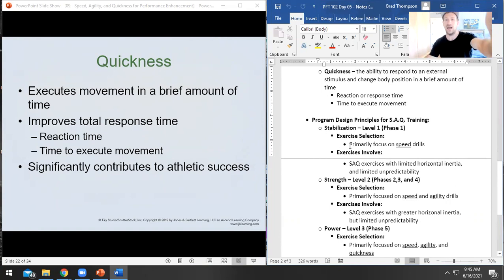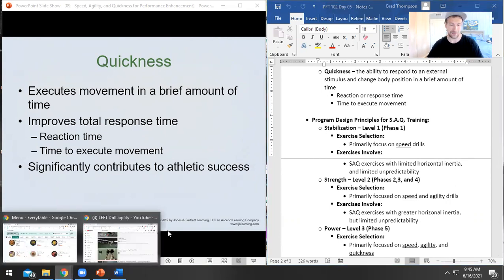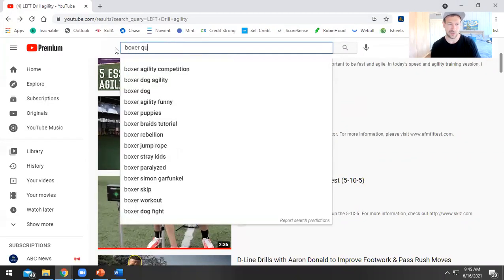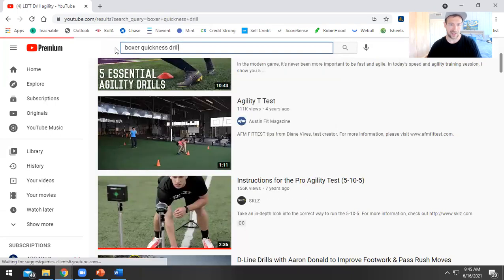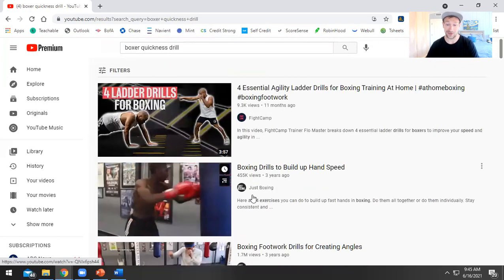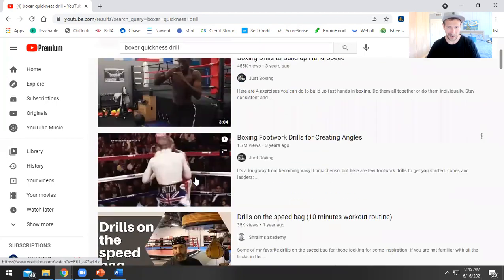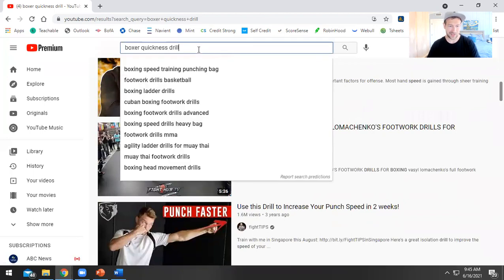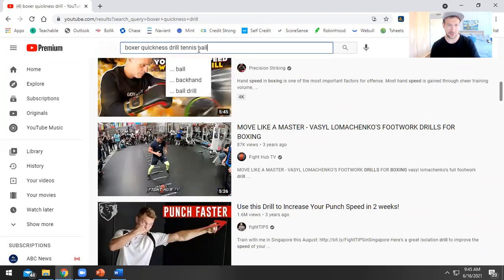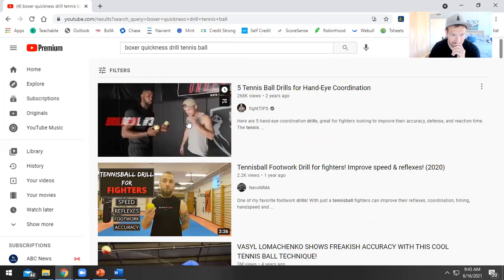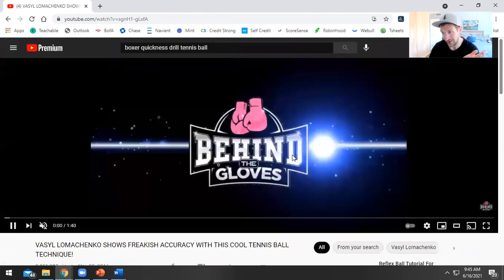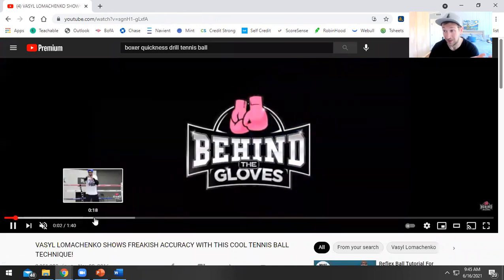My favorite example of a quickness drill, which is not a lower body quickness drill, is the boxer quickness drill. This is a very weird looking piece of equipment. I don't even remember what it's called. Tennis ball. Here it is. This is so weird looking, but this is actually a really great example of quickness.